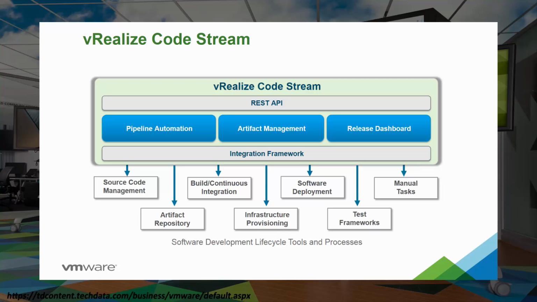With vRealize CodeStream, you can create a services model of a multi-tier application involving only one or a few architects, which streamlines the entire process. As a result, we often see acceleration of application deployments in the order of 80 to 95%. So that's a huge improvement because of all of that automation that takes place. No more manual processes. CodeStream has three core functional modules, as you see here.